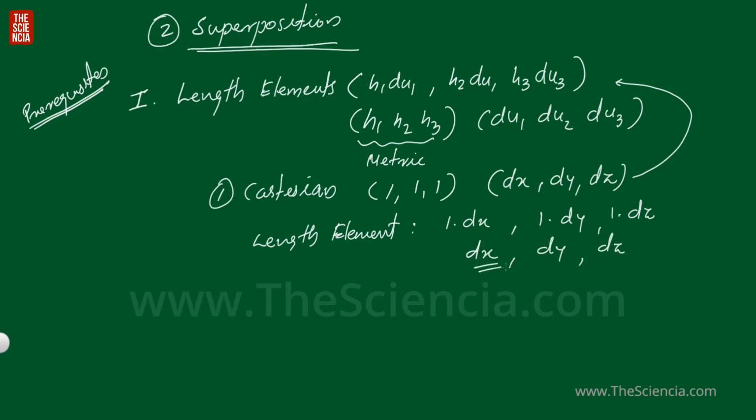And these dx, dy, dz are sides of an elemental cube. Then what will be the volume element? Definitely it will be the product of these three, that is dx, dy, dz. Volume element means dv. Okay, dv equal to dx dy dz. And what will be the velocity element?